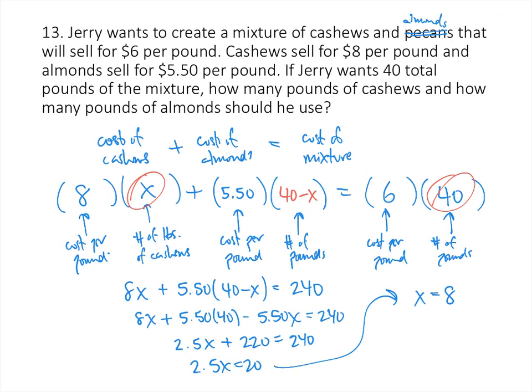So that means we have 8 pounds of cashews. Remember, that's what x stood for. And then how many pounds of almonds? Well, that was 40 minus x. So if x is 8, 40 minus x is 32. And that tells me how many pounds of almonds we have.